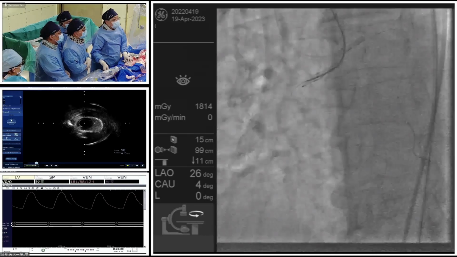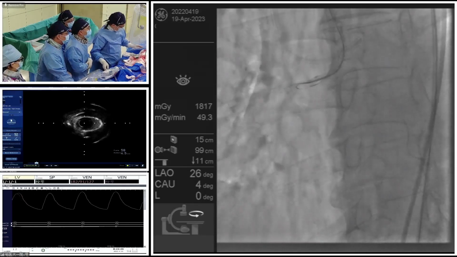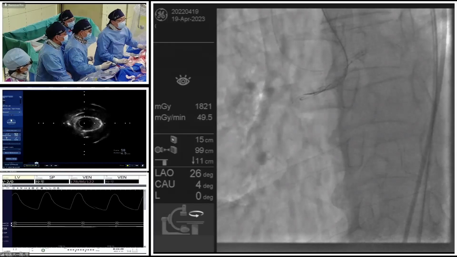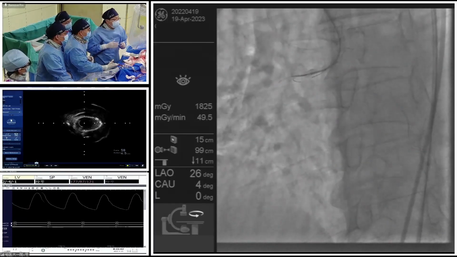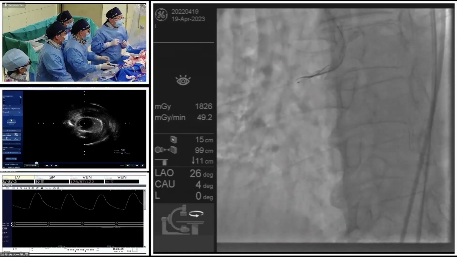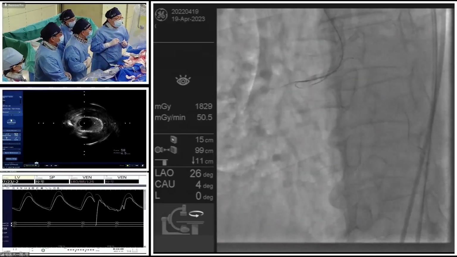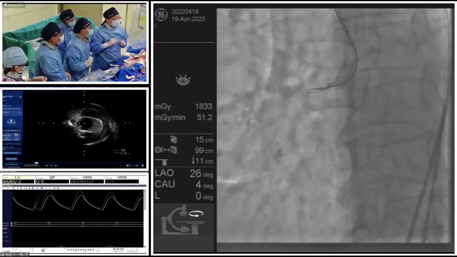So now I'd like to advance a little bit the Corsair. So let's see if the Corsair can be advanced. Okay. If the Corsair can be advanced a little bit, I may go down the escalation, the antegrade wire, maybe Gaia Third. Okay.